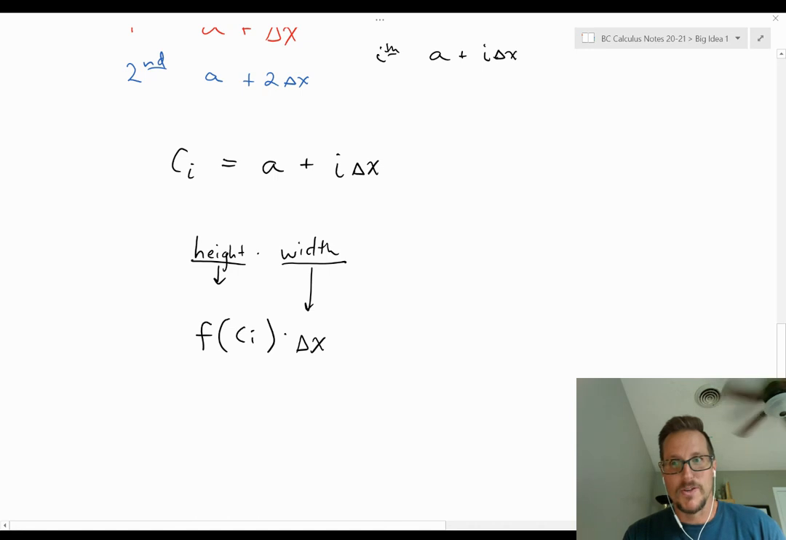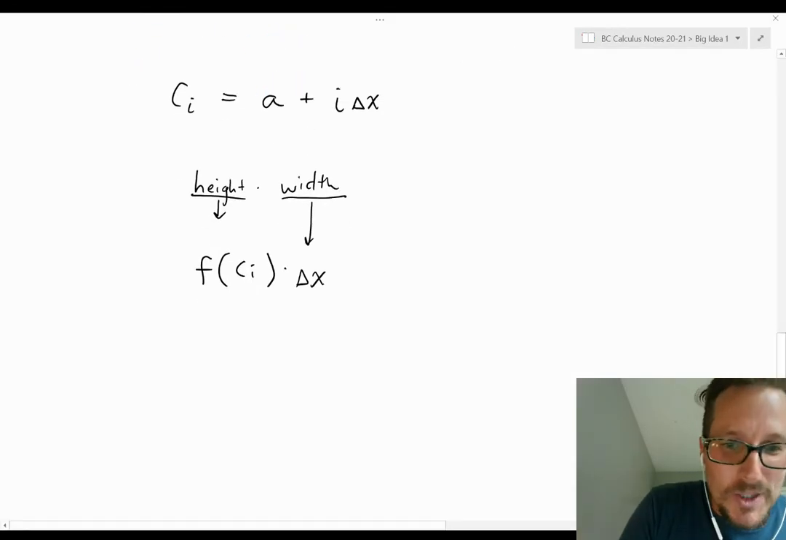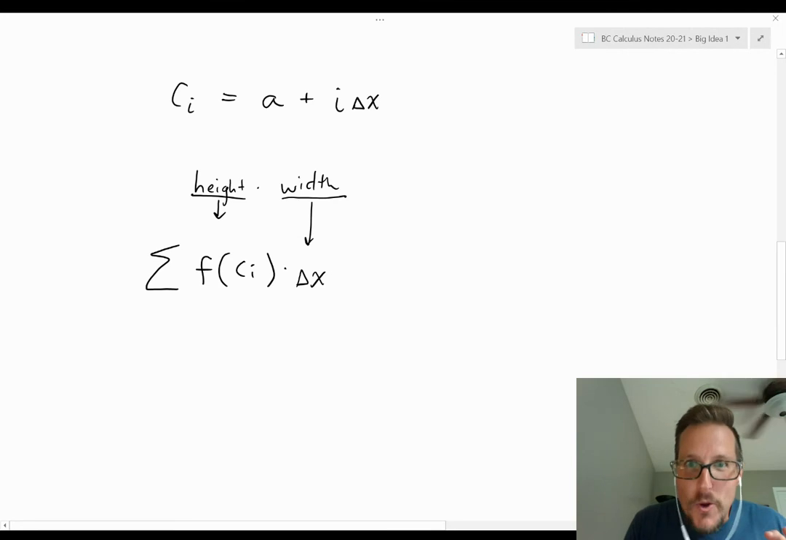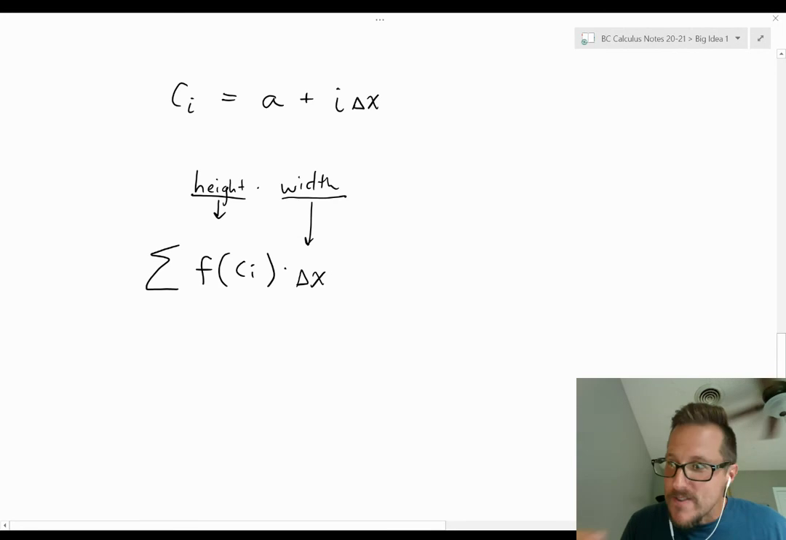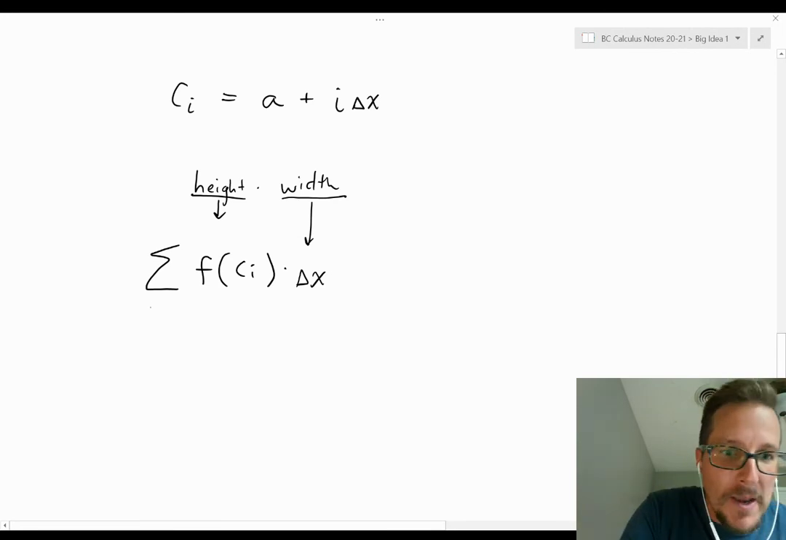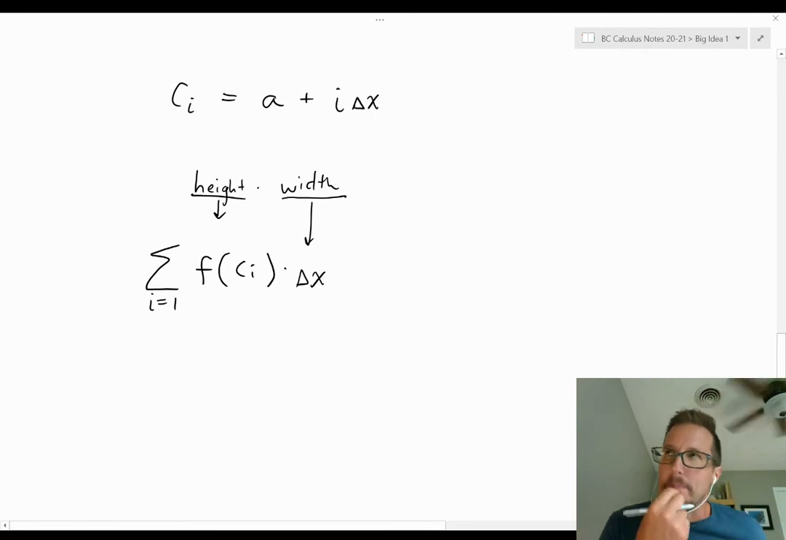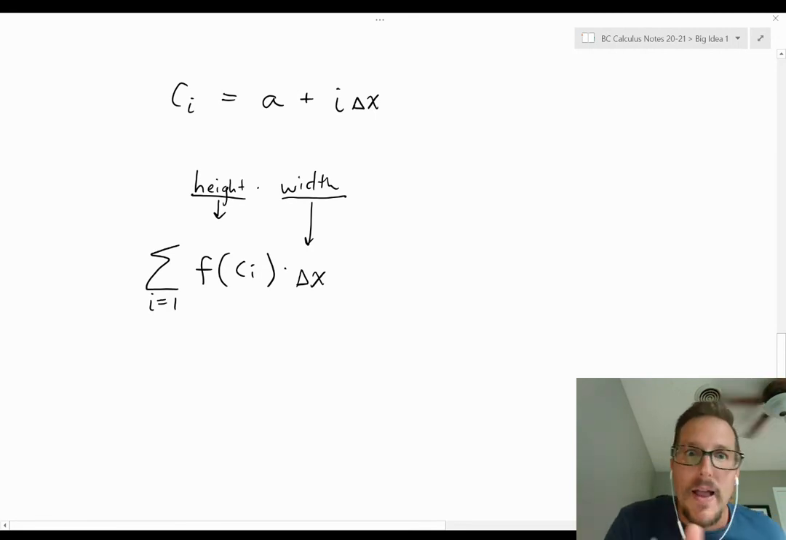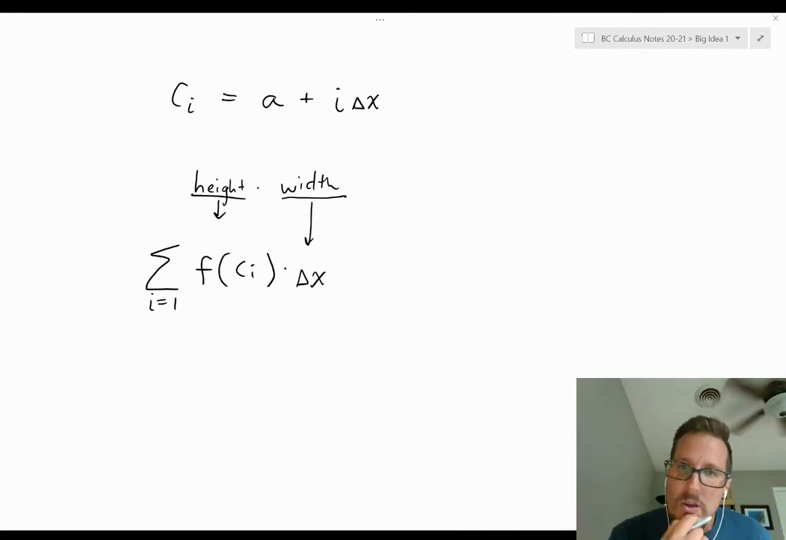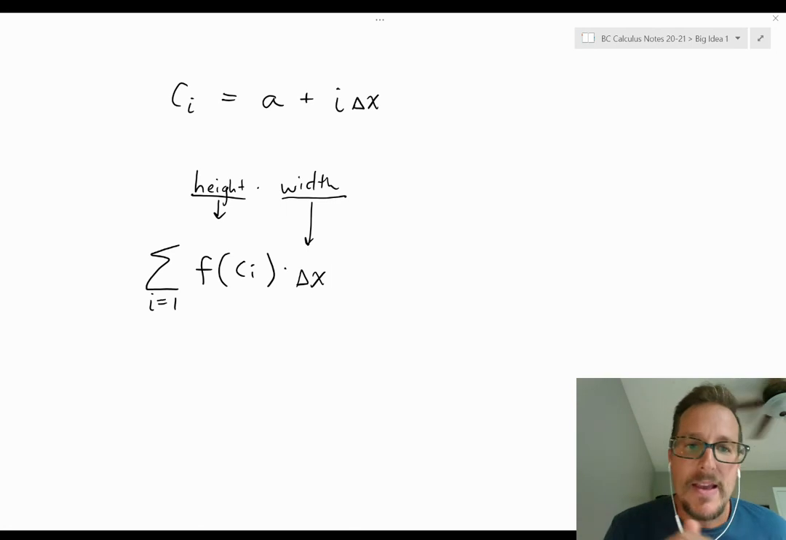Now here's what we're going to do, right? We're going to add all of those areas together, starting from the first one, so starting from i equals 1. And we're going to stop at, which one? Oh, yeah, the last one. And how many did we use? Well, that was right. We used n subintervals.